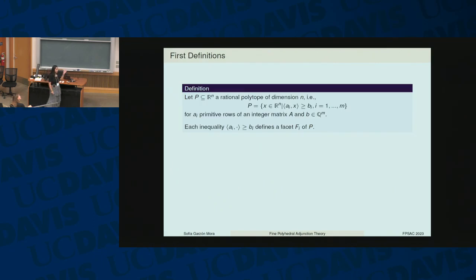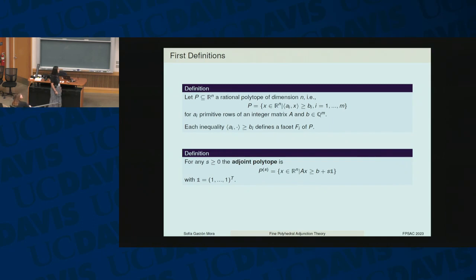So I'm going to start very, very slowly. A polytope is just a set of points that satisfy some linear inequalities. And here I'm assuming that each inequality is defining a facet of the polytope. This will be important for later. And the main objects of study are adjoint polytopes. So basically, I'm taking all the facets and moving them in by some parameter s that's at least 0. And so this is what polyhedral adjunction theory is all about. We study these adjoint polytopes.